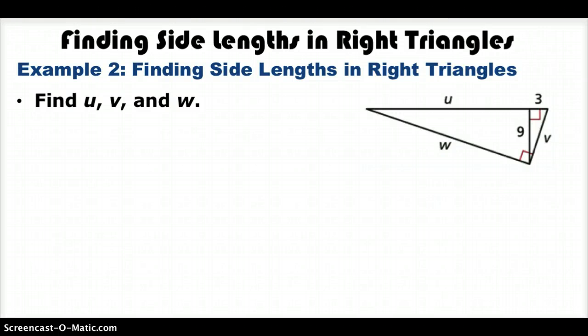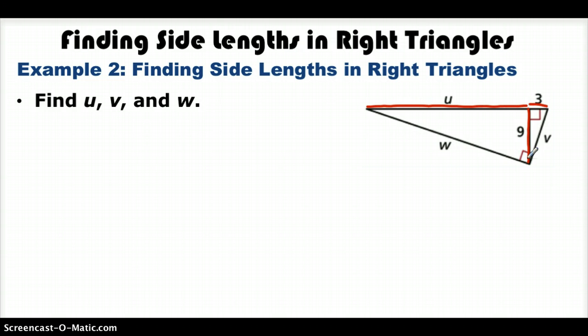Here is another example of finding side lengths in right triangles. This time we're supposed to find u, v, and w. Remember the first corollary talked about the altitude of this big triangle, which is right here. This is going to be the geometric mean of the product of the different lengths of the hypotenuse that are created.